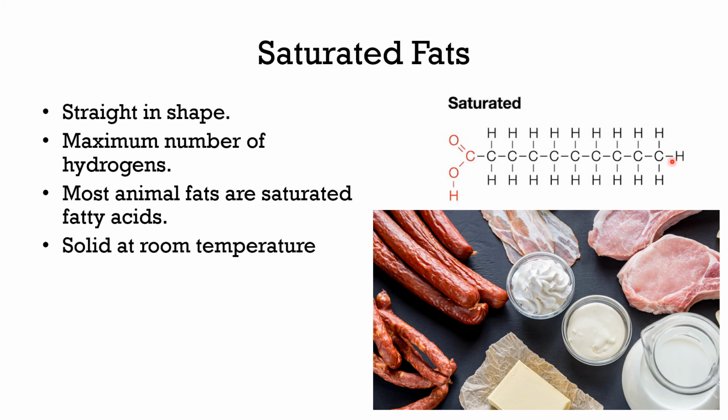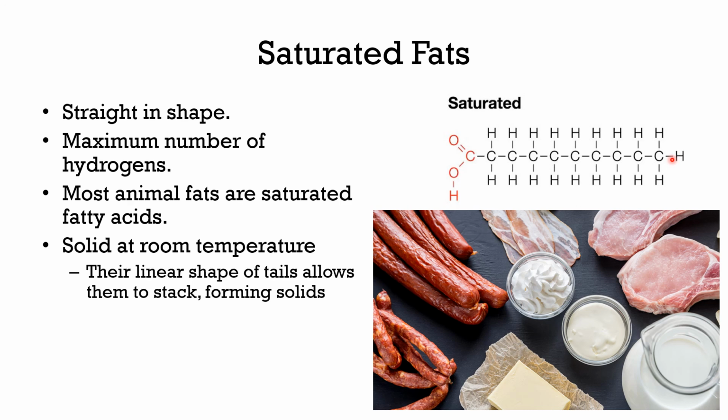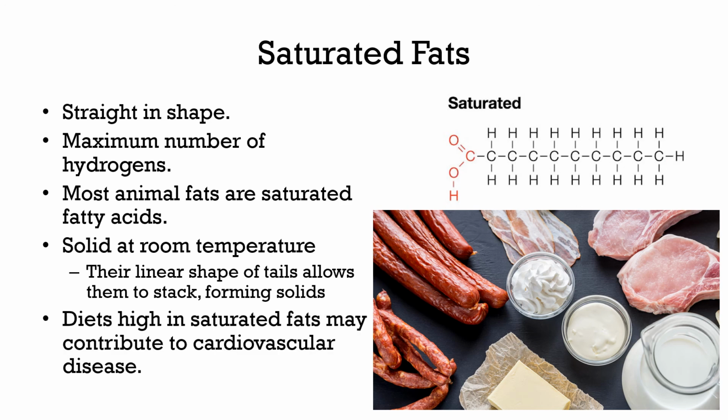So think about this. When you make some bacon and you let your bacon grease sit in the pan, it forms a solid pretty quickly. Okay? Butter, great example of a saturated fat. Those things are going to be solid at room temperature. You can heat them up and they can become liquid, but you have to put in that heat. Okay, so the linear shape, the very straight shape of their tails allows them to stack on top of each other very regularly and causes them to have that really solid structure.